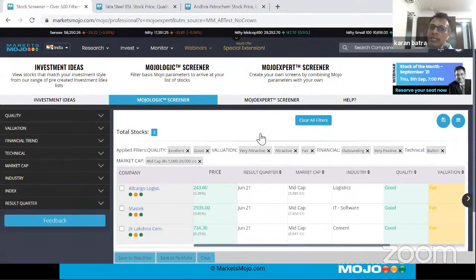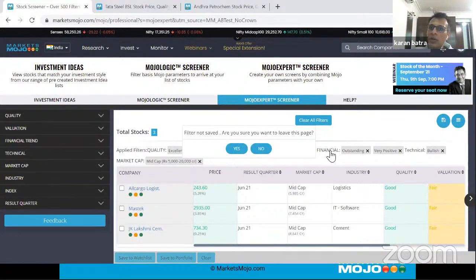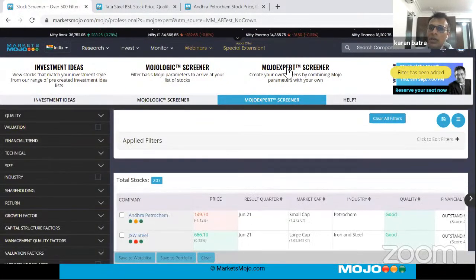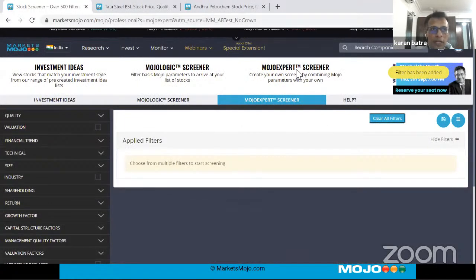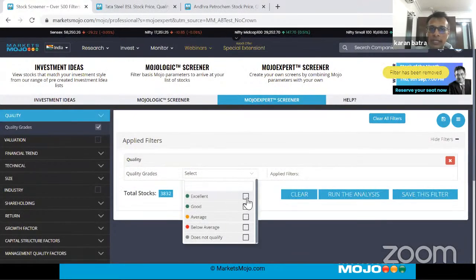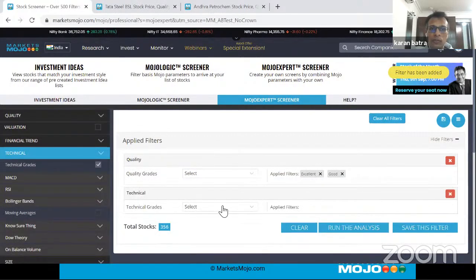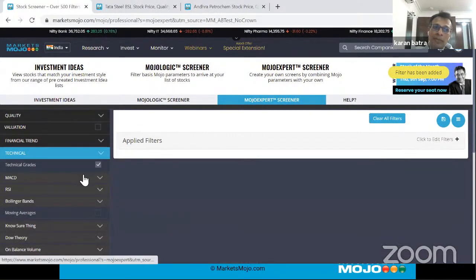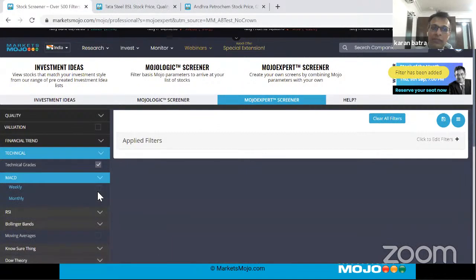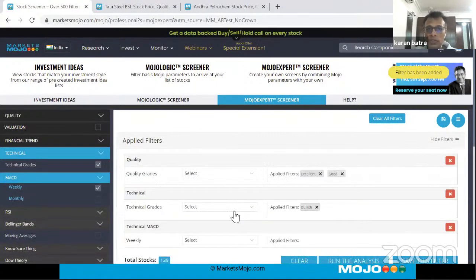Third is the Mojo Expert Screener. Here you can add a lot of parameters, many fundamental parameters and return-related parameters, to create your own model. For example, let's say I want quality to be at least this. Technicals overall should be bullish. The underlying parameters of technical, let's say MACD weekly, should also be bullish.